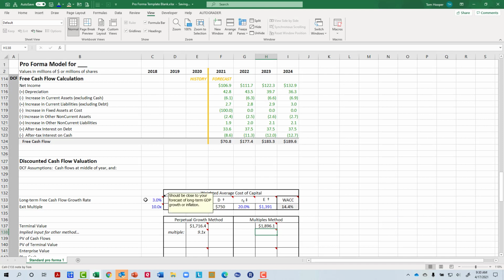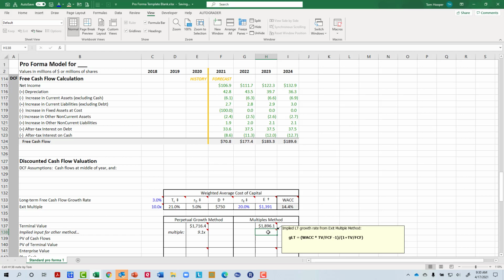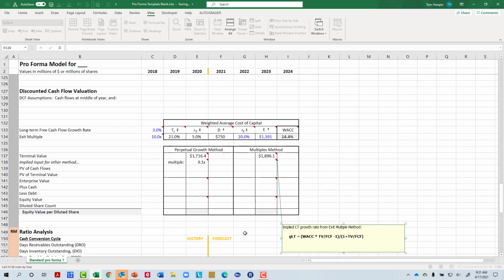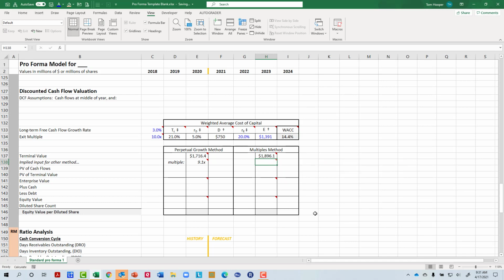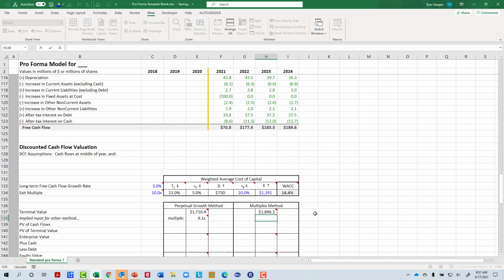what long-term growth rate, what implied growth rate would I have had to use to get the same answer out of the other method? And so to do that, I need WACC times this terminal value divided by the free cash flow minus 1, divided by 1 plus the terminal value over the free cash flow. I don't think I can remember that in my head, so I'm going to hit Shift F2. I'm going to copy this text and come down here and hit F2 and paste.